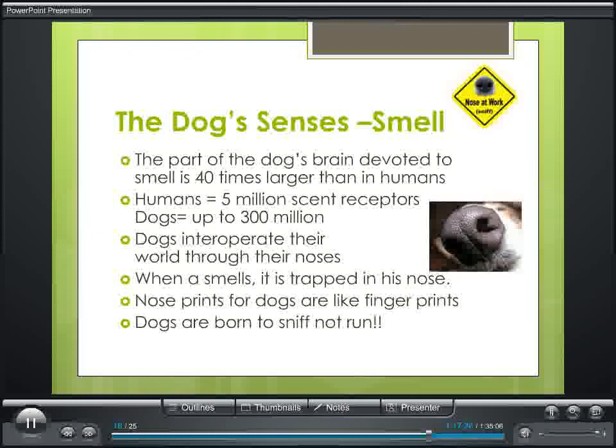Those dogs that have 300 million, those would be dogs like your bloodhounds, dogs that are scent hounds. Your Greyhounds, for example, may have something like 200 million. It's still a heck of a lot more than humans, but depending on the type of dog, the breed, it varies.